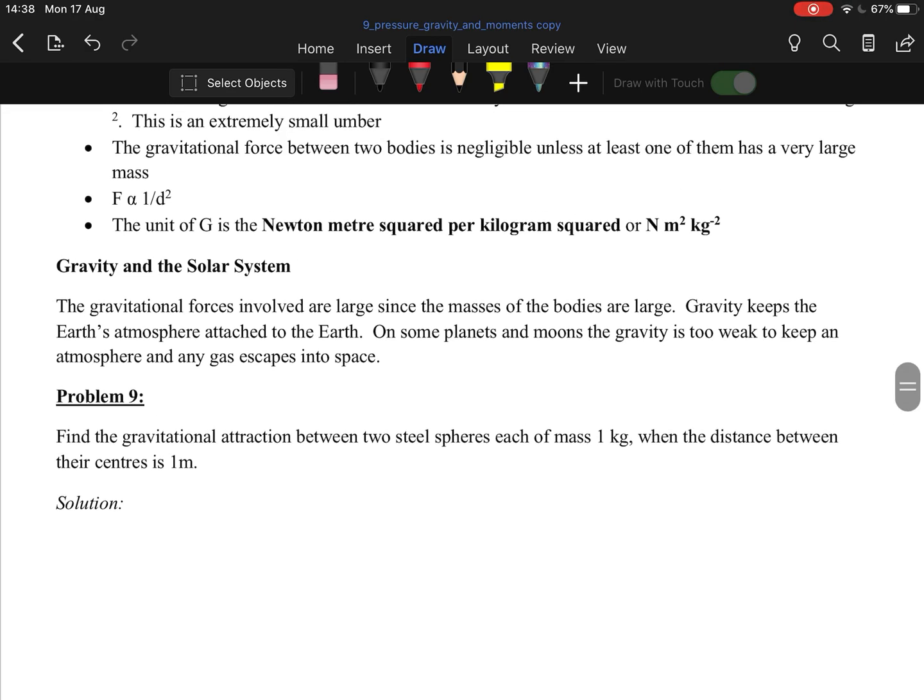Anyway, okay, so problem 9. Find the gravitational attraction between two steel spheres, each of a mass. So M1, M2 is 1 kg, 1 kg, when the distance between their centers, so D, is equal to 1 meter.